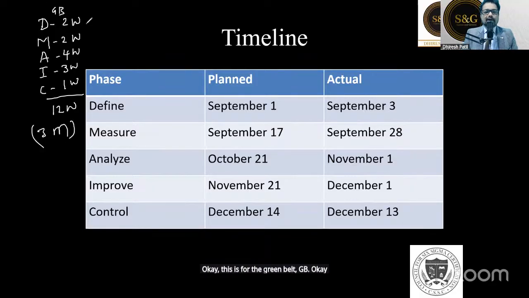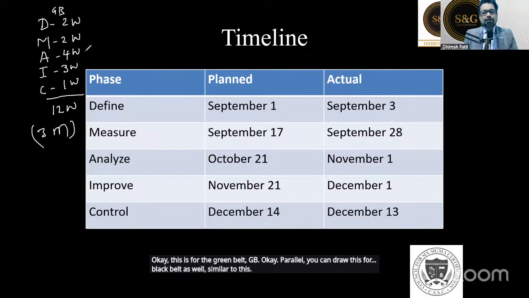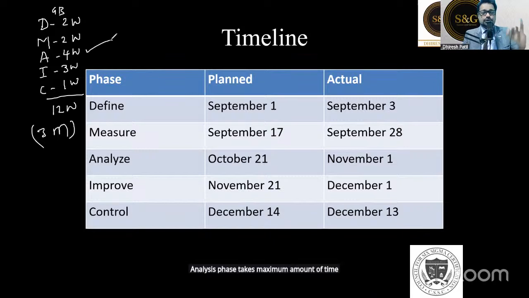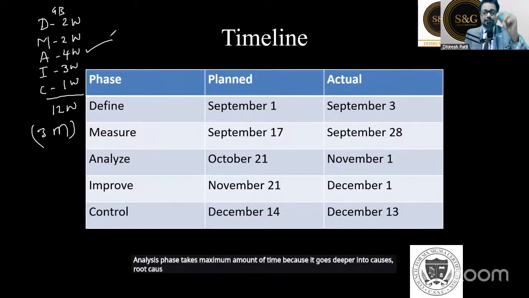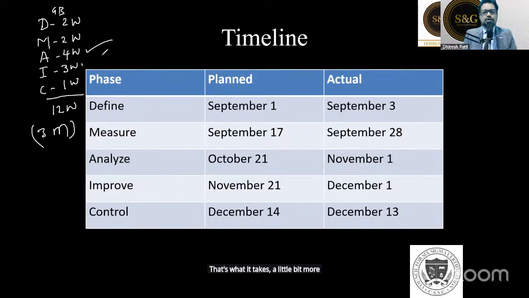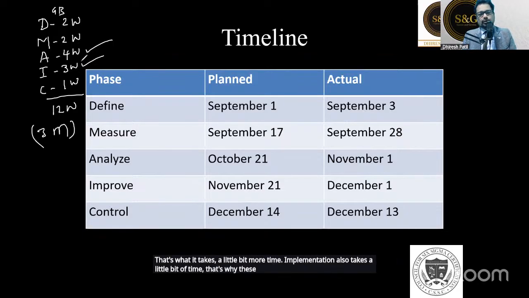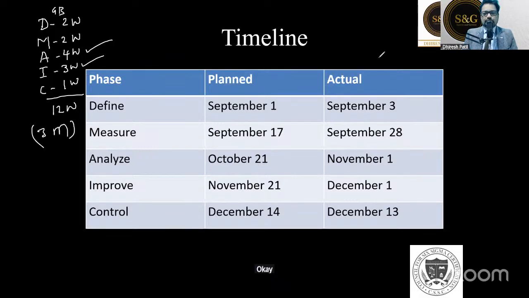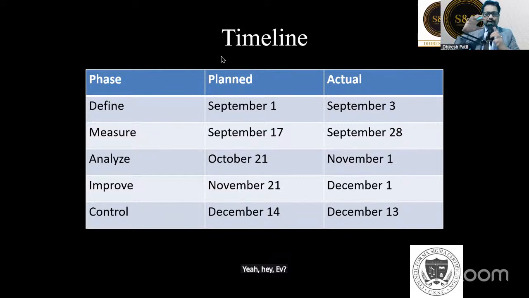In parallel, you can draw this for black belt as well, similar to this. The analyze phase takes the maximum amount of time because it goes deeper into causes, root causes, hypothesis testing, regression, DOE, and all those things. Implementation also takes a little more time. That's why these two phases take more time. So this way you can put your timeline accordingly. You can just give me confirmation if you have understood this. Okay, is this clear? I'm just giving you a brief time frame so that you can work around it in the near future.